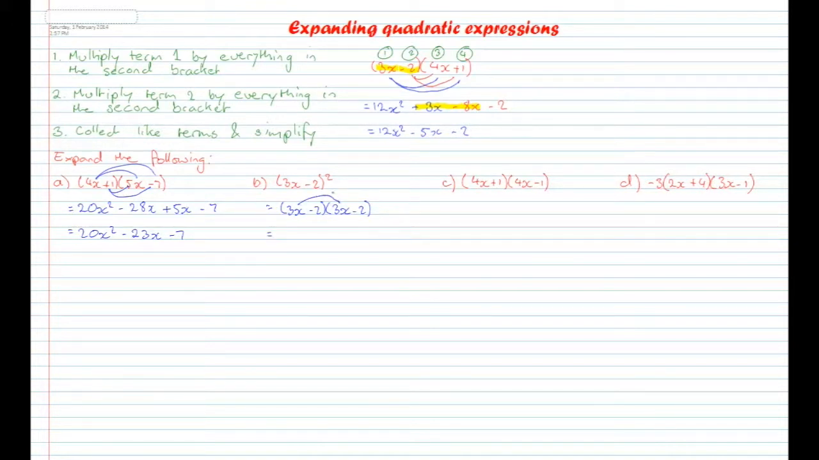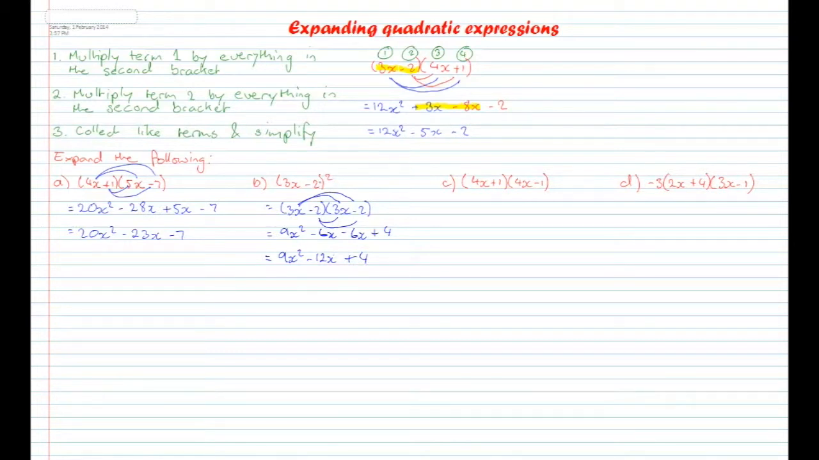So you get 3x times 3x to start off with, and 3x times negative 2 for the next one. So 3x times 3x is 9x squared, 3x times negative 2, of course, is negative 6x. Negative 2 times 3x is negative 6x again, of course, and negative 2 times negative 2 is positive 4. And that there, of course, is equal to 9x squared minus 12x plus 4.